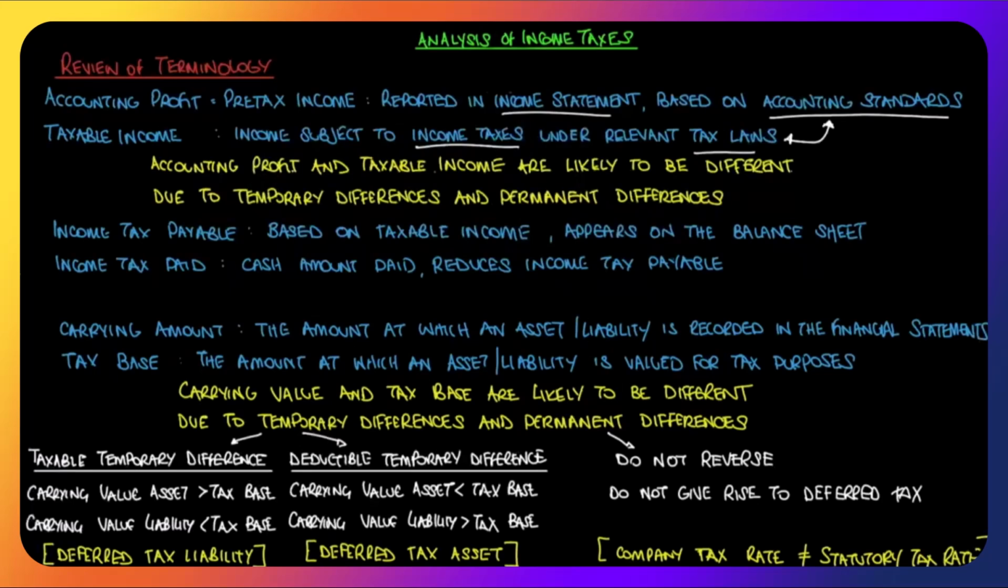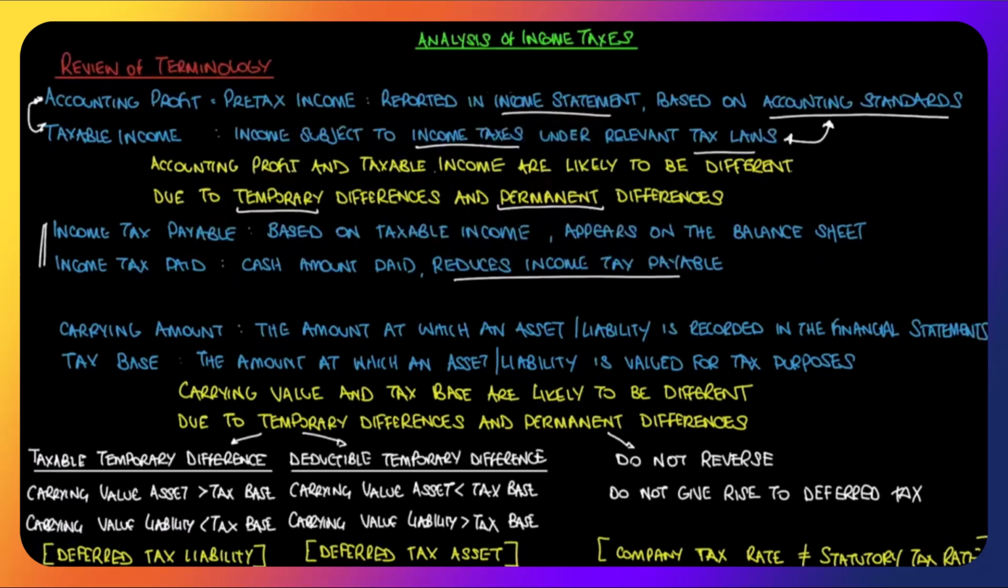Those differences could be due to temporary differences, could be due to permanent, or both. More on that later. Income tax payable is on the balance sheet. It's what you owe. It is based on taxable income. It will be reduced by whatever income tax we actually pay, the cash tax paid. So not overly excited about these two. This is the key. This is what drives the world of deferred tax.